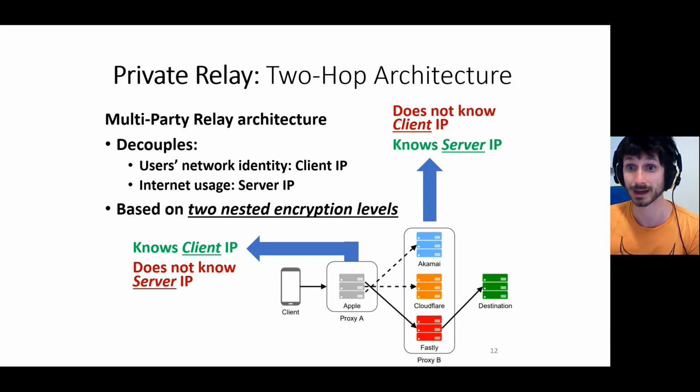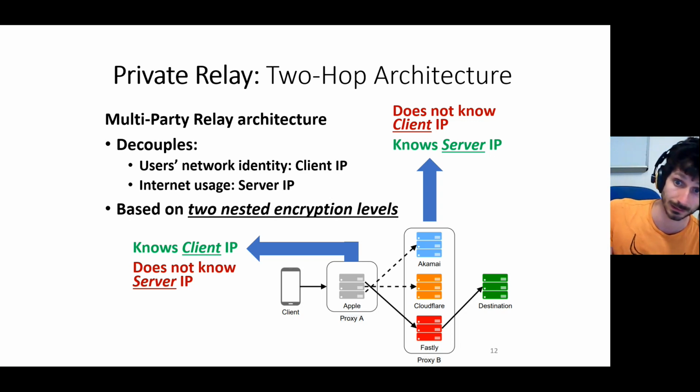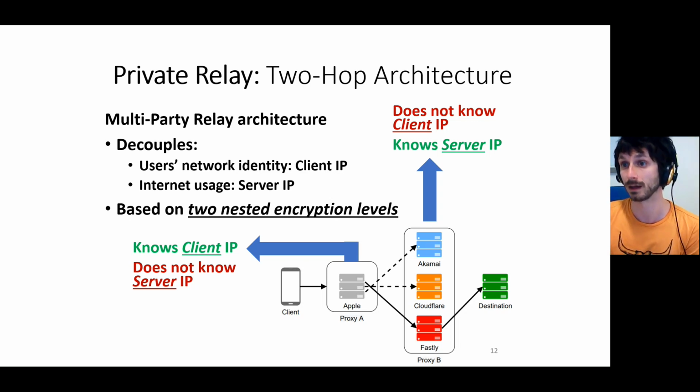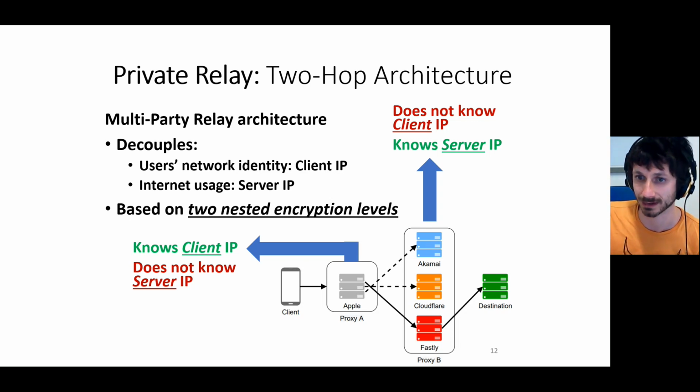As I said, it is a multi-party relay architecture that decouples the user network identity, which is the client IP, from the internet usage of the user, which is available as the server IP. This is accomplished by having two levels of encryption and two proxies between the client and the destination server. So we have a client that establishes an encrypted tunnel to a first proxy, then another encrypted tunnel to a second proxy, and then the traffic reaches the destination server.